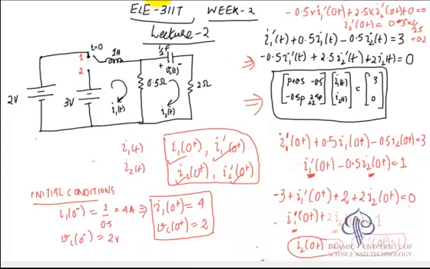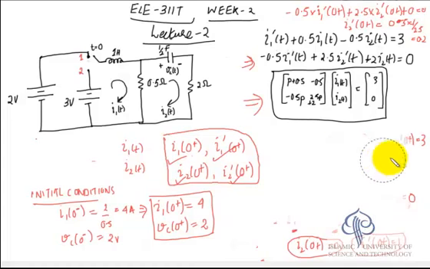So you get the four initial conditions basically from two initial conditions only, I1 0 plus and VC 0 plus. This is the approach that has to be followed throughout.